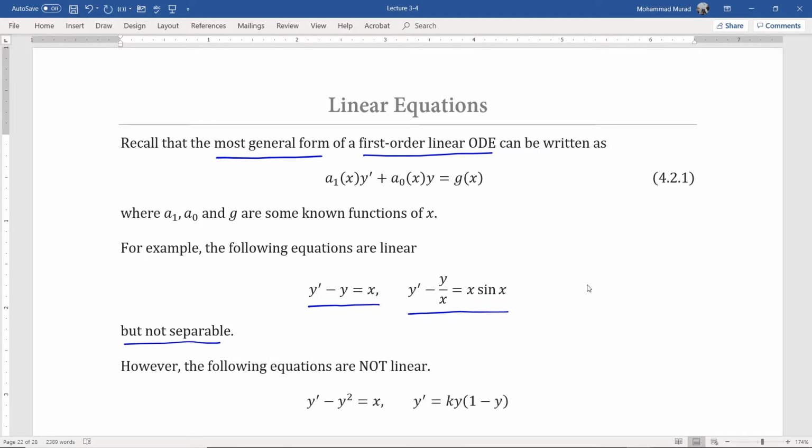The following equations are not linear, because these equations do not have the form as shown in equation 4.2.1, namely due to the y squared terms.